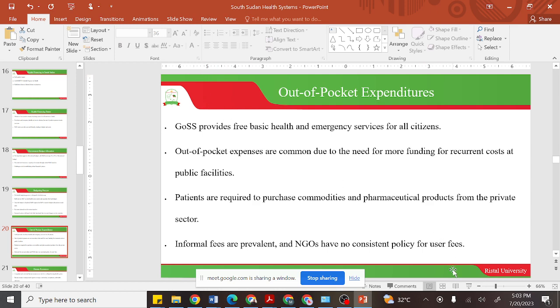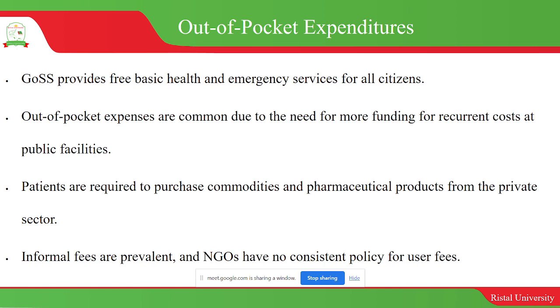Out-of-pocket expenditures are very common even when you go to government institutions, even when the basic healthcare services are supposed to be free to all citizens. Out-of-pocket payments continue to be common. Bribes to health workers who are not paid for longer periods of time solicit money from patients. Okay, the health workers solicit money from patients, and this also constitutes what we call out-of-pocket payments or expenditures.